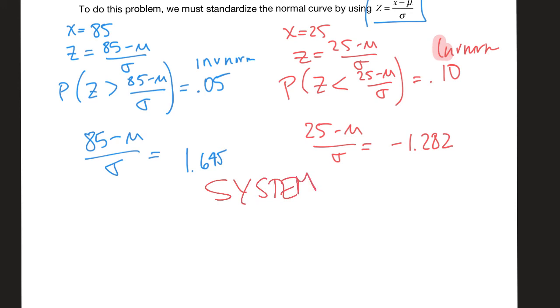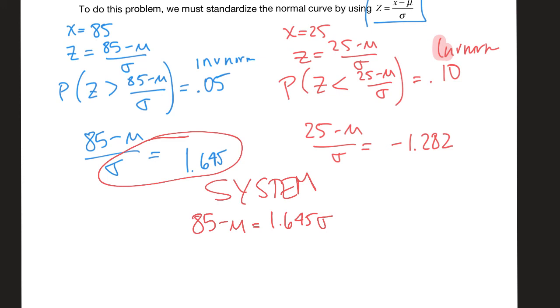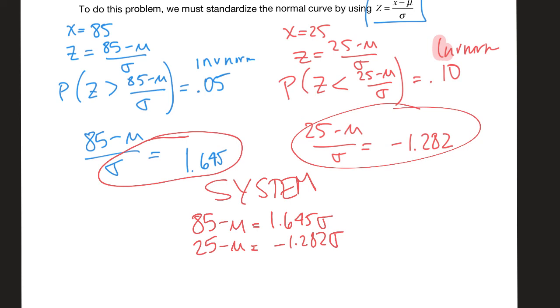Okay. All right, so here we go. I'm going to cross multiply and get 85 minus mu equals 1.645 sigma. And over here, again, when I do sort of the same thing, I get 25 minus mu equals negative 1.282 sigma. And if I subtract these, I should get 60 equals 2.927 sigma. And again, handy dandy calculator, and divide.